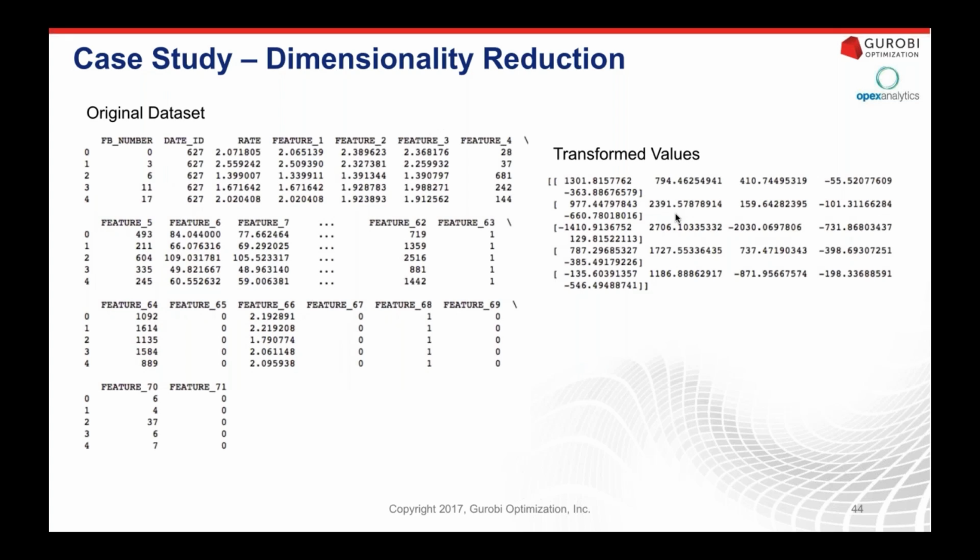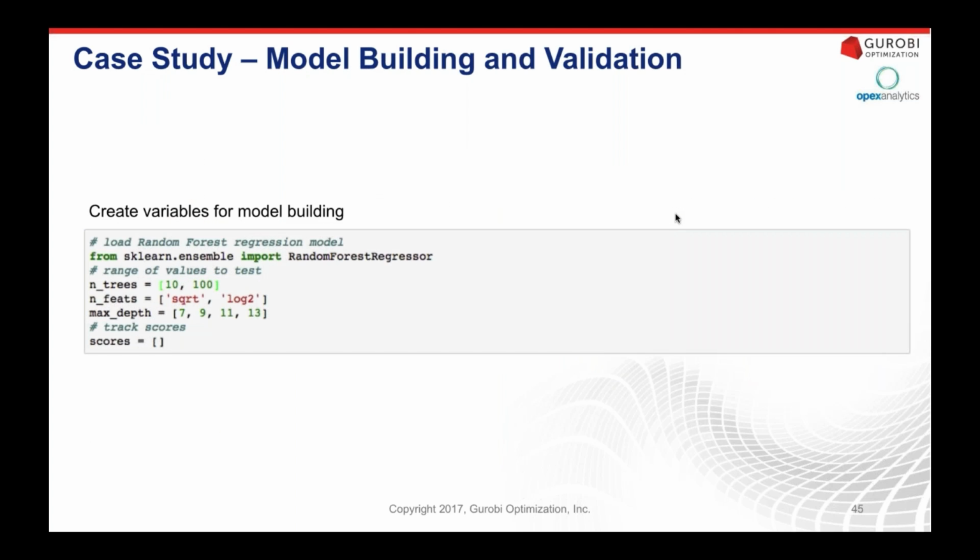So here's an example of what it might look like. We actually have 71 features, but we are able to explain 99% of the variance in those features with just 5 columns. And you can see that the transformed values on the right side look absolutely nothing like the original data set on the left side.